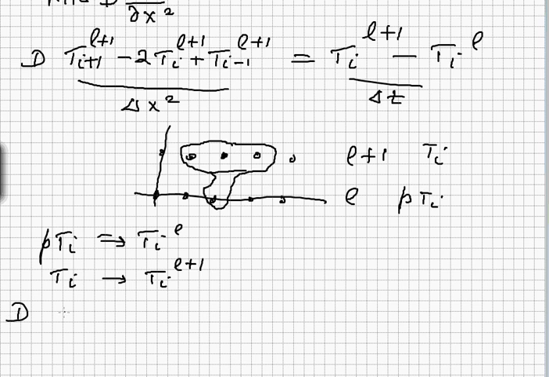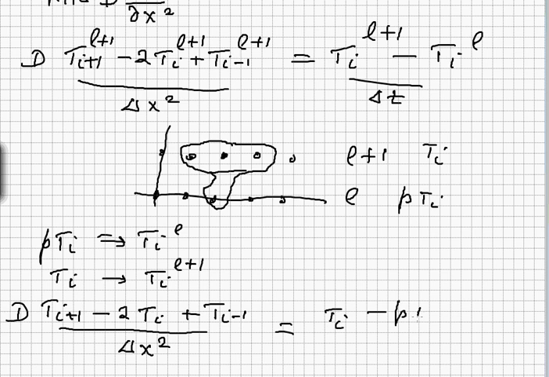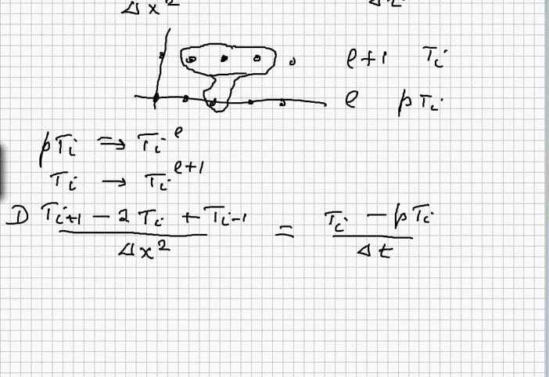Ti plus 1, since this is all the new level, minus 2 Ti plus Ti minus 1, divided by delta x squared, is equal to Ti minus Pti divided by delta t. I'll continue with that notation.